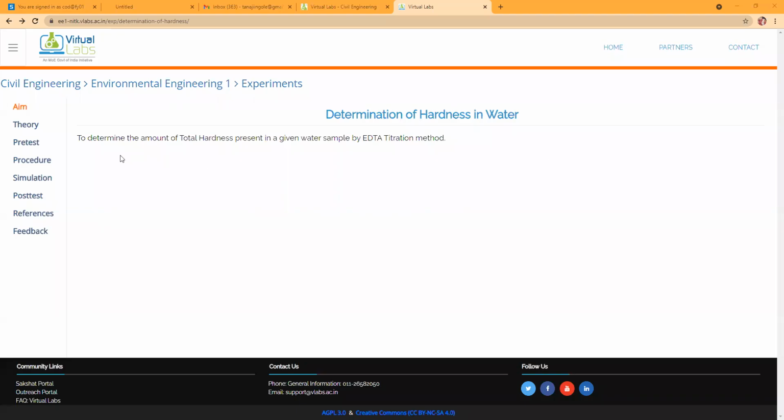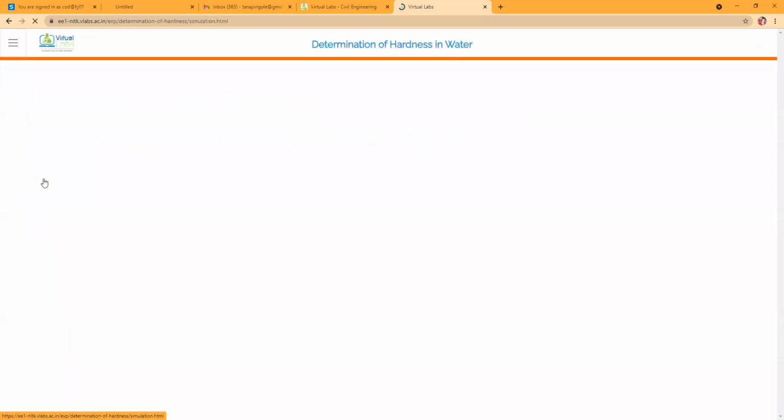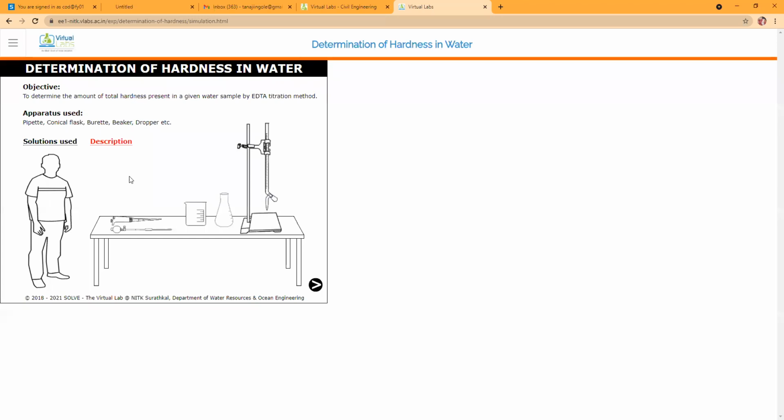Next part, simulations. Determination of hardness in water. Objective: to determine the amount of total hardness present in a given water sample by the EDTA titration method.